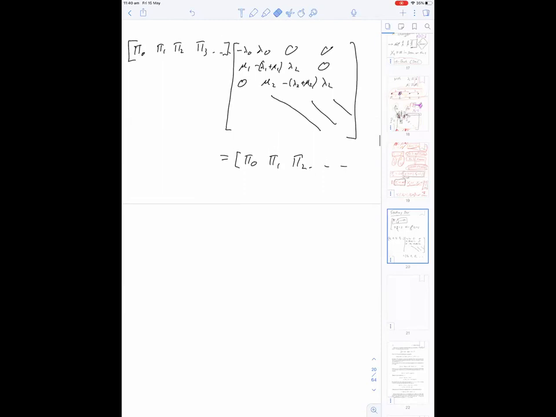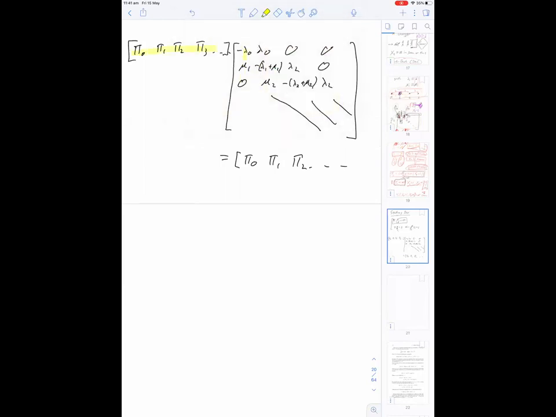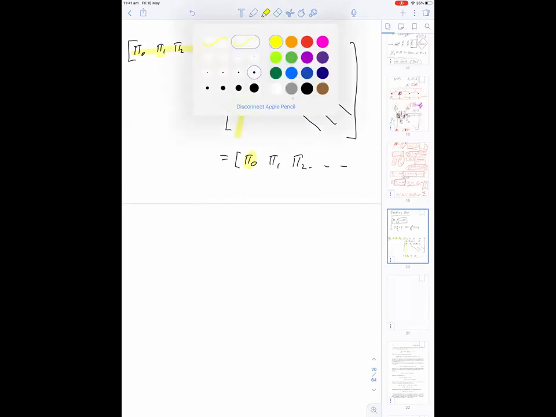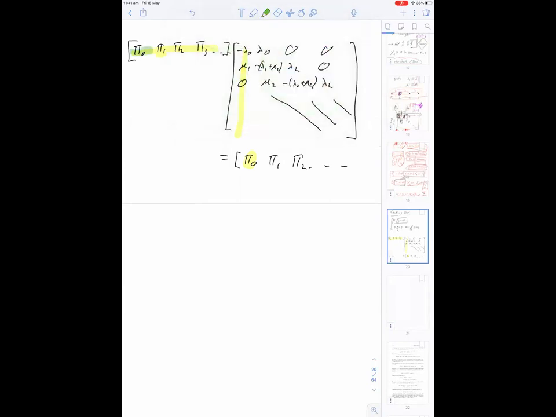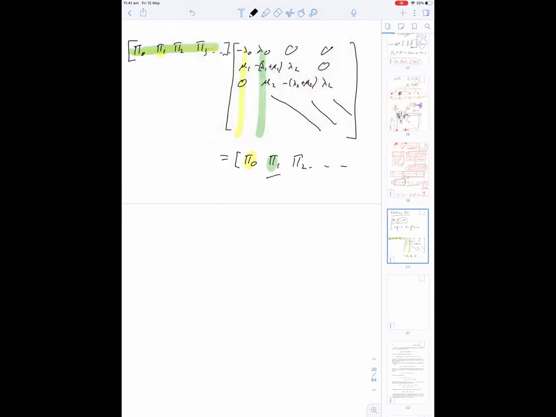But what I mean is that you can take this, multiply by this, and that's going to equal that. That's not going to be so complicated. So the first equation is minus lambda zero pi zero plus mu one times pi one. Then let's do it for the second column. I'm taking that and multiplying by that, and that equals that. So I'll say it in words: lambda zero times pi zero plus minus lambda one plus mu one times pi one, plus pi two times mu two, et cetera.